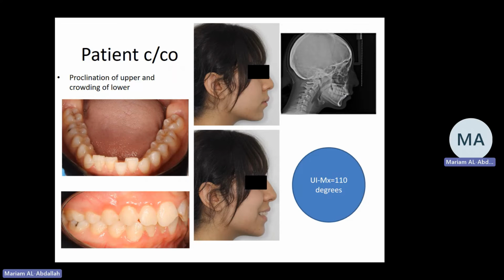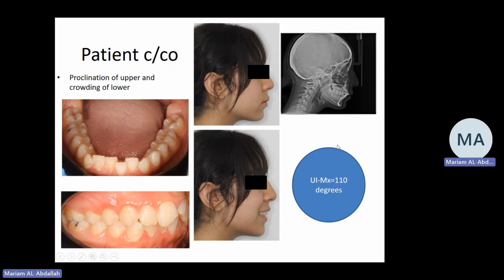Now we come to this patient here. This patient's chief complaint is proclination of the upper and crowding of the lower. So if you look at the lower, they are crowded, so this is realistic, and she's right. But the upper incisors are not proclined. Actually, they are not proclined. If you look at the cephalogram, they are almost within their normal inclination.